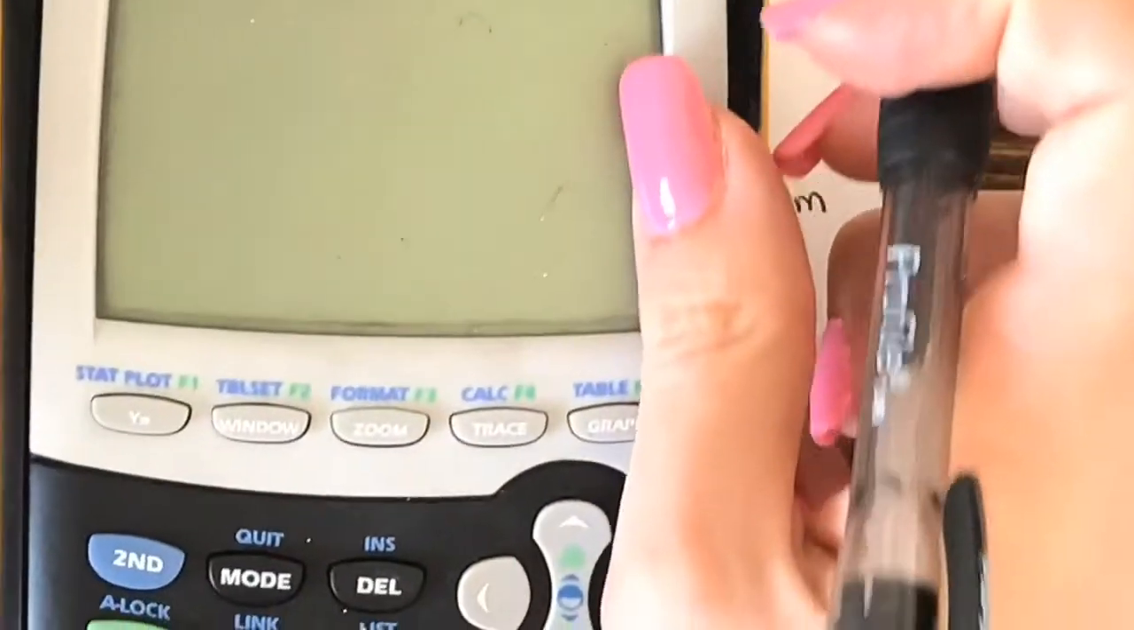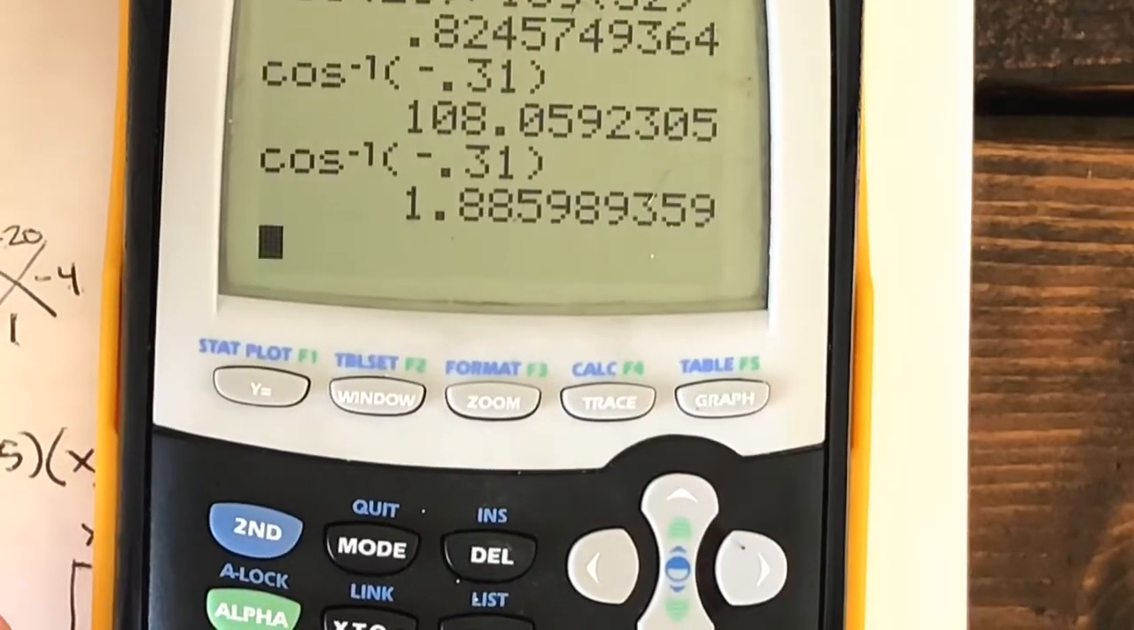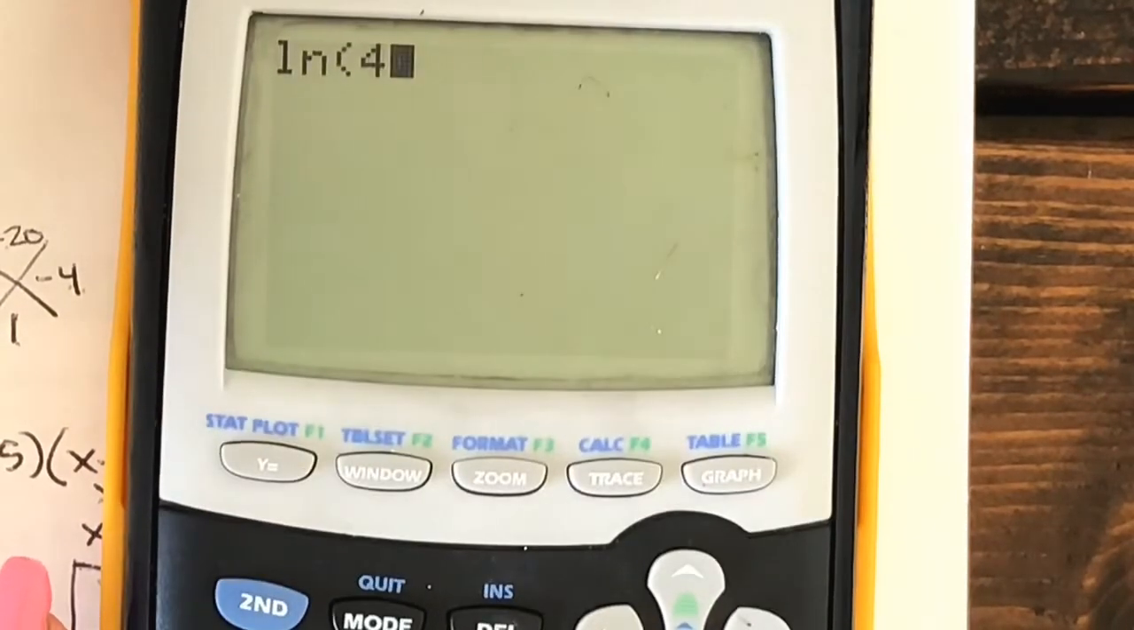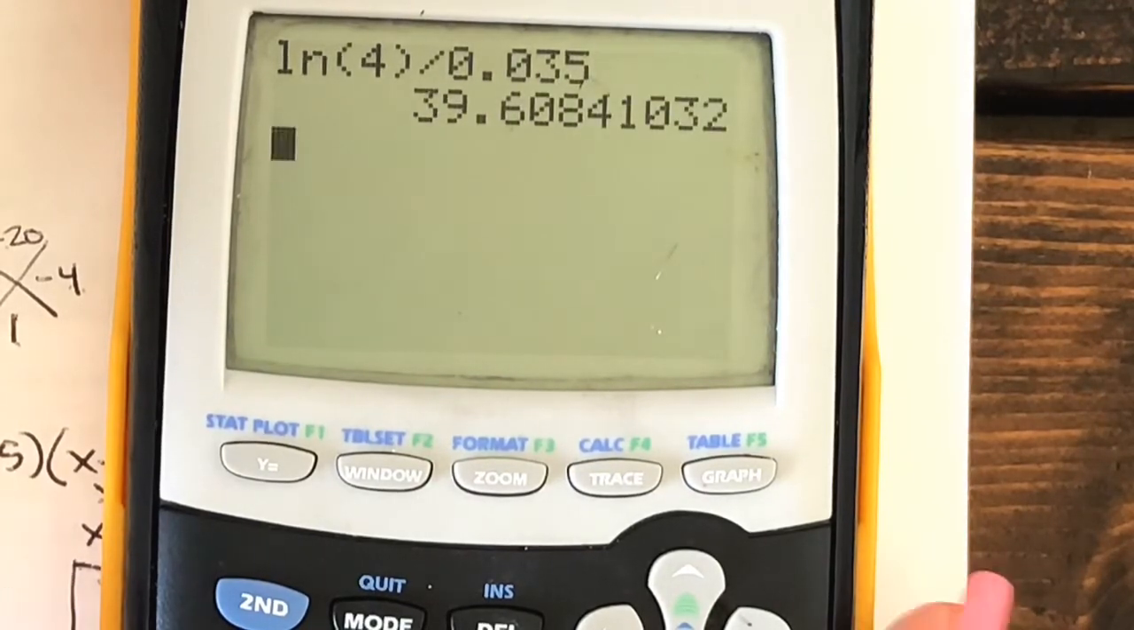So the natural log button is next to the number 4. Let me clear all this out. So we get the natural log of 4 divided by 0.035, and we get 39.6.